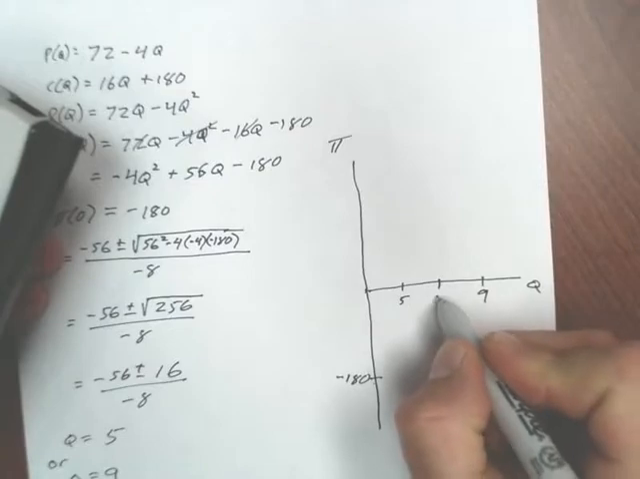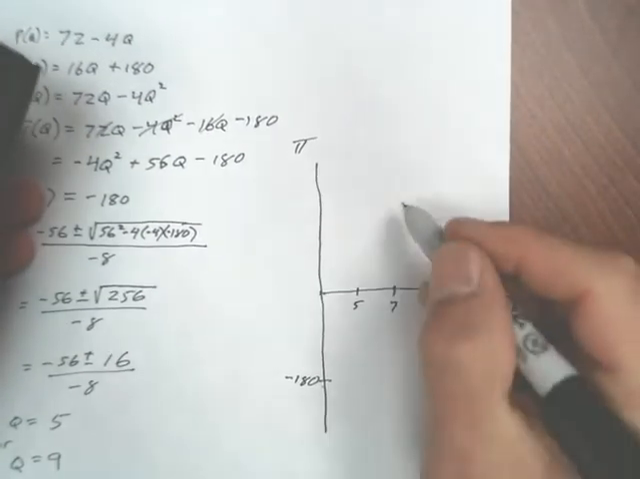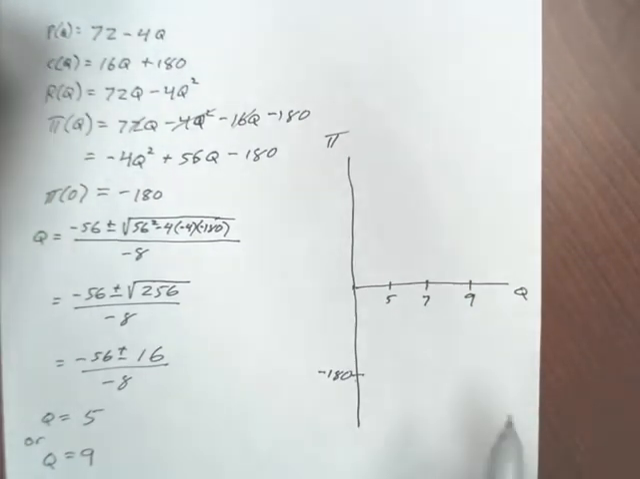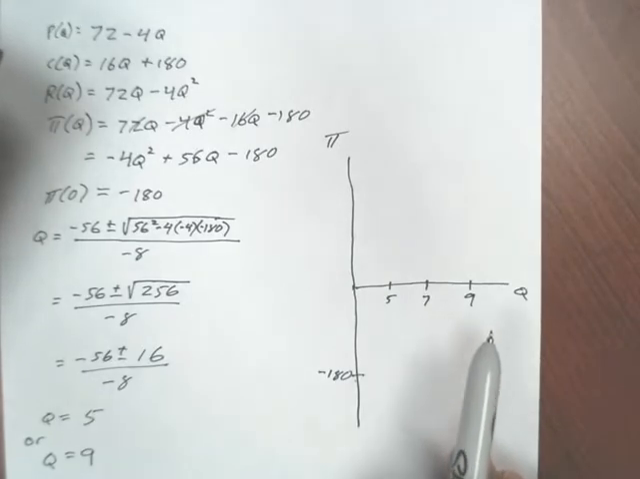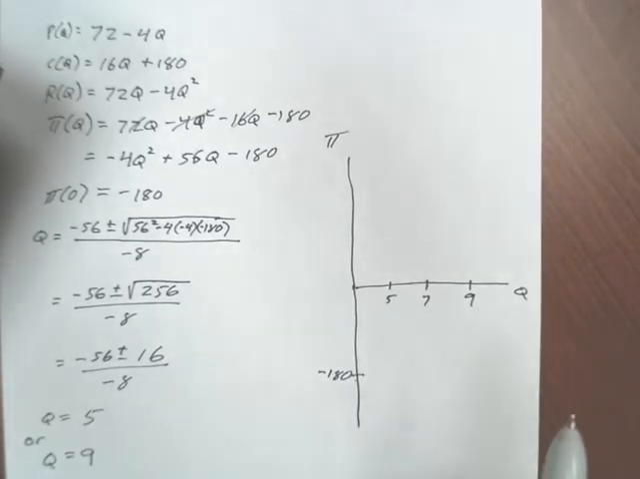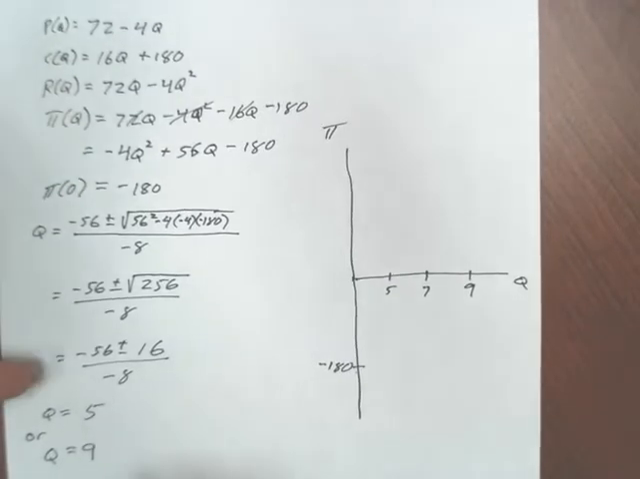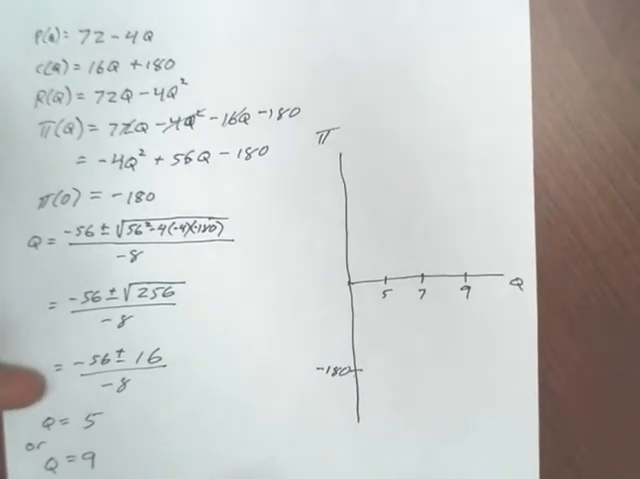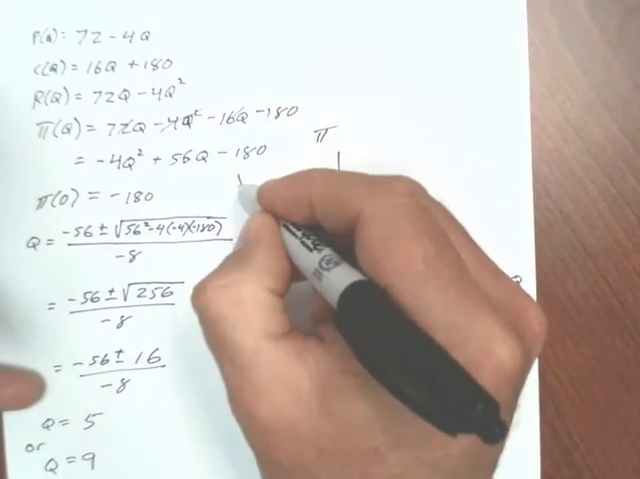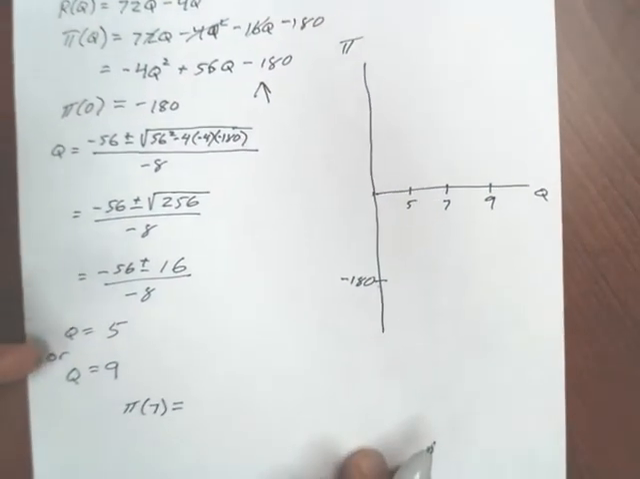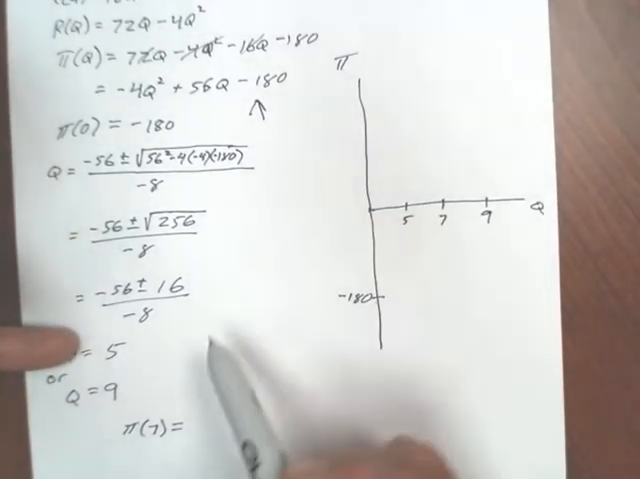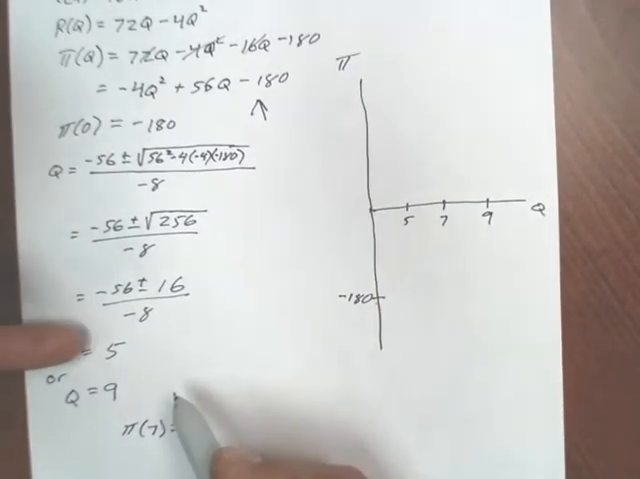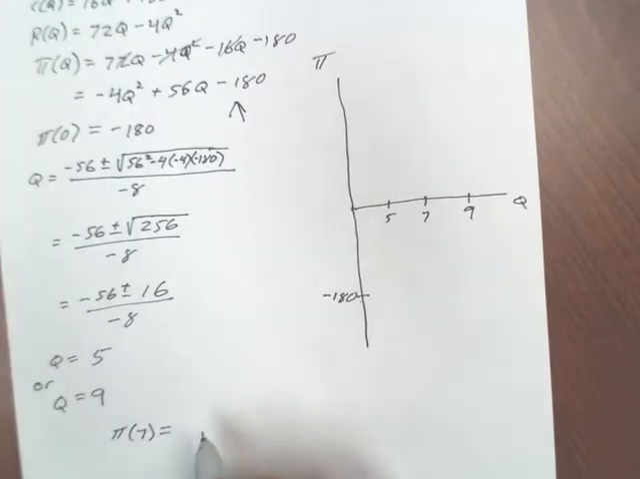So where's my vertex? Well, it's going to be at 7. It's going to be halfway in the middle of my axes. So we have 7 units again as my profit maximizing output level. How much profit am I making at that level? Well, that would be pi of 7, and I'm going to plug it back into here.